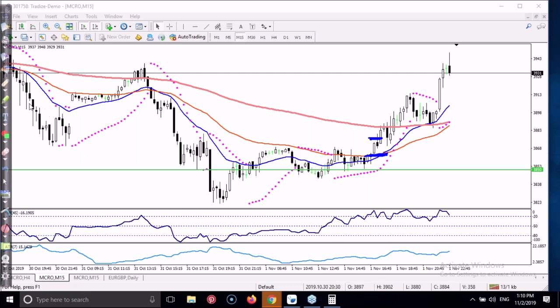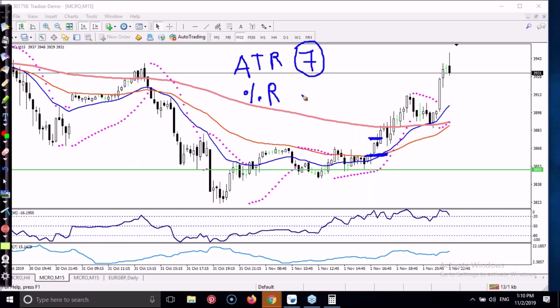For ATR, I'm using ATR 7, Average True Range, 7. And for percentage R, I'm using 45 because this period indicates the breakout point to me, almost.